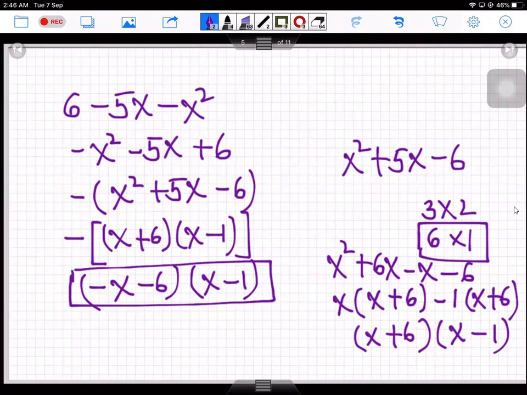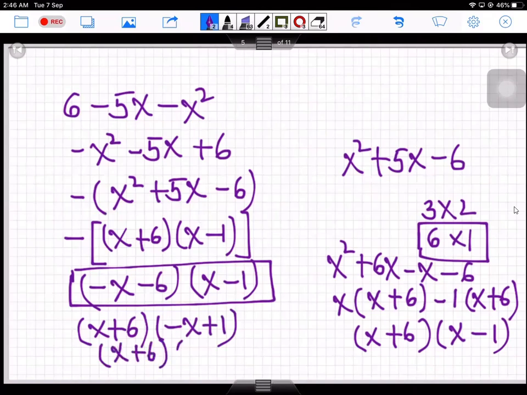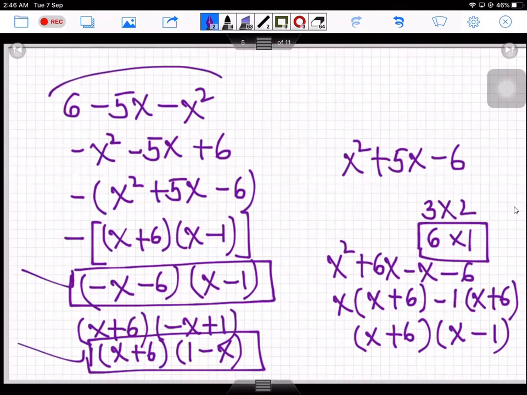So what I'm doing is multiplying this minus sign with x minus 1. So let's just leave this x plus 6 as it is and multiply minus sign with x minus 1. So this will give you minus x plus 1, which can be rewritten like this: x plus 6 multiplied by 1 minus x. So if you expand both of them, this one and this one, they will definitely give you the same quadratic expression. Okay. But the recommended way, I can say the better approach, is to do this method.